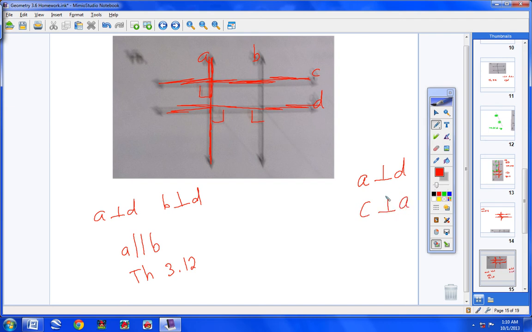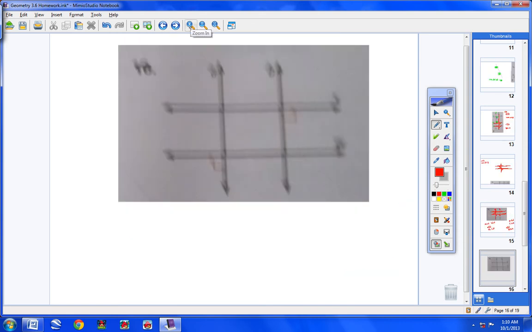So look, if C is perpendicular to A and D is perpendicular to A, then C and D are perpendicular to the same line, so I can state that C is parallel to D, and that would be theorem, again, 3.12. Whenever two lines are perpendicular to the same line, then those two lines are parallel. All right, so pretty good. Now let's take a look at number 16. Sorry that it's a little blurry there.